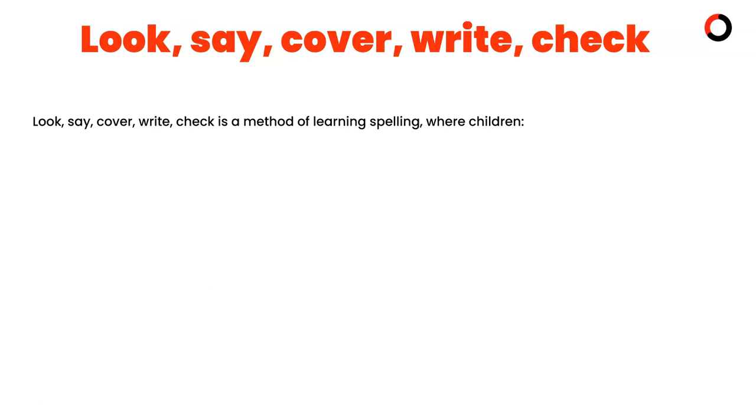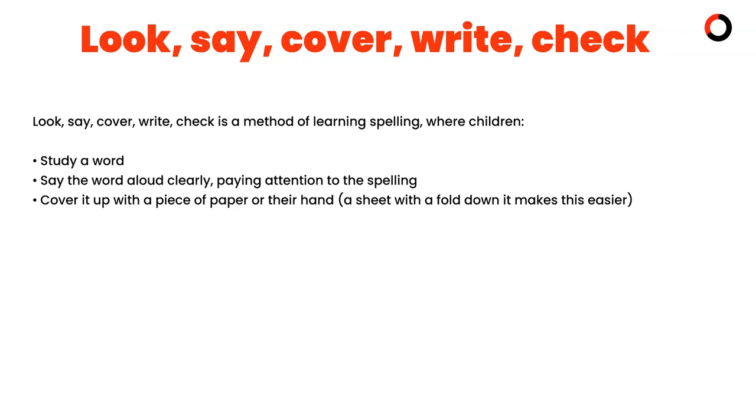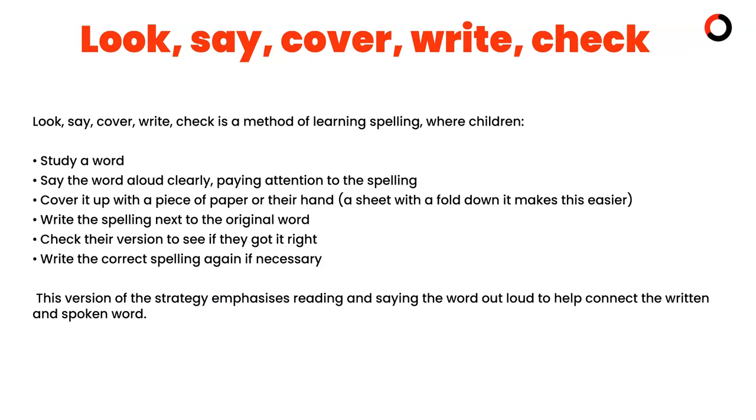Look, say, cover, write, check is a method of learning spelling where children study the word, say the word aloud clearly, pay attention to the spelling, cover it up with a piece of paper or their hand, write the spelling next to the original word, check their version to see if they got it right, and write the correct spelling again if necessary. This version of the strategy emphasizes reading and saying the word aloud to help connect the written and spoken word.